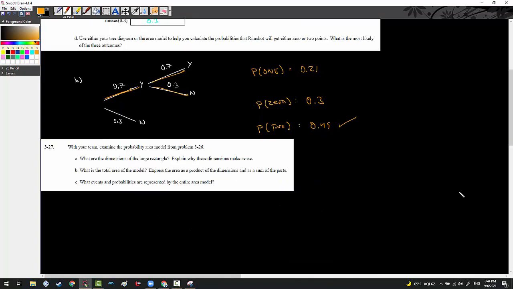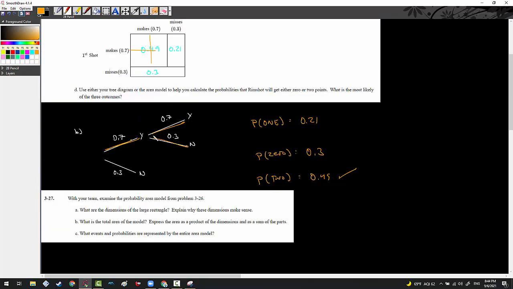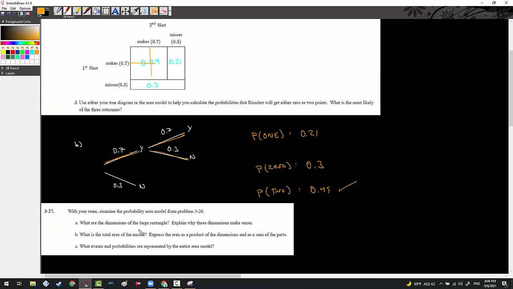And in 3-27, they're asking you to reevaluate your area model from 3-26. So I'll go and pull it up on the board here. It says, what are the dimensions of the large rectangle, and explain why they make sense? Well, the dimensions from here are going to be, looks like if we added those guys together, it's 1. And if we added these guys together, it's also 1. So it should be 1 by 1.